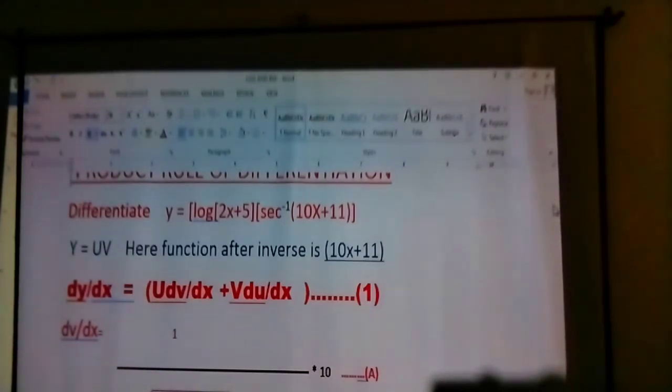That's why, what is the secant inverse x derivative? 1 by x into root of x square minus 1. So in the place of x I am substituting 10x plus 1. So it becomes 1 by 10x plus 1 into root of 10x plus 1 whole square minus 1, into differential of the function after inverse, that is 10x plus 1. The differential of 10x plus 1 is 10.